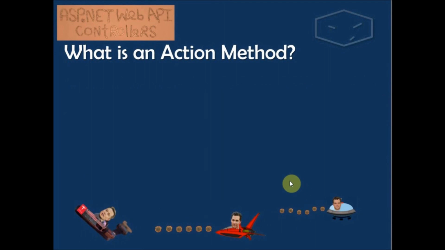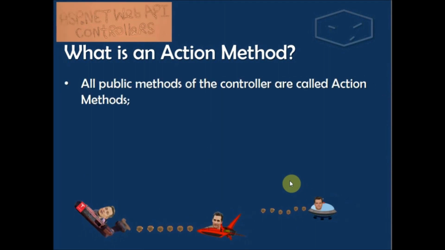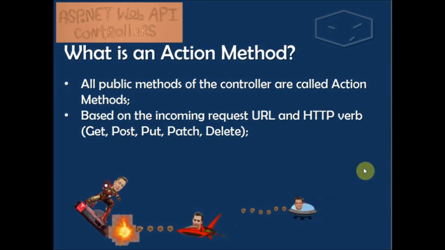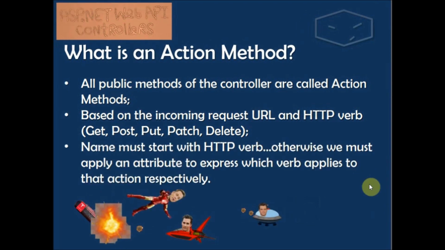So the next question is, what is an action method? An action method is a method of the controller that is public. Just that, okay? If you have a private method, it doesn't count as an action method, just the public ones, okay? They are based on the incoming request URL and HTTP verb: get, post, put, patch and delete. And finally, the name must start with the HTTP verb, otherwise we have to use an attribute to express which verb applies to that action.